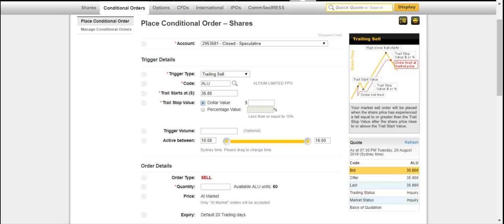So that's where I want the trail to start. So as soon as I hit submit, I want this trail to be active. You can either choose a dollar value or you can choose a percentage value.